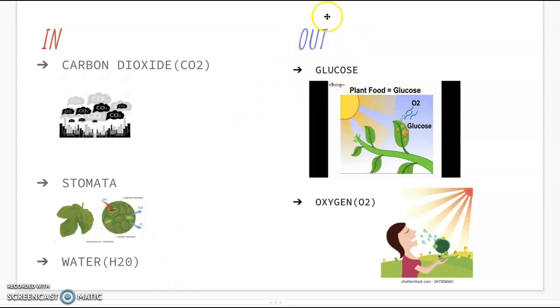On the right hand side you will see what goes out. So then plants release glucose, which is the actual food for plants, and they release oxygen for humans and animals to breathe. This process is called photosynthesis.